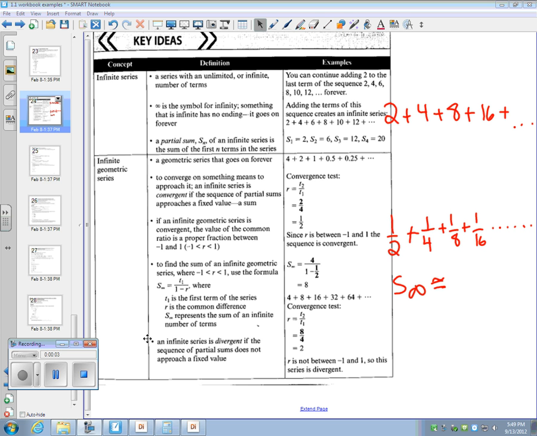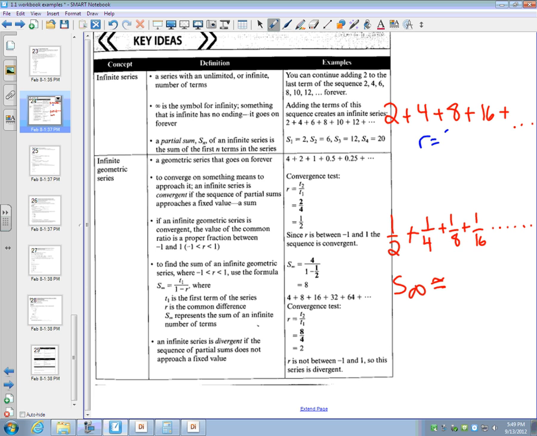We're working on section 1.5, which is infinite geometric series. The word infinite means it goes on forever. Look at these red parts over here. If I went 2, 4, 8, 16, this is a geometric series because we're adding. Look, we go 2, 4, 8, 16, so the rate is 2.